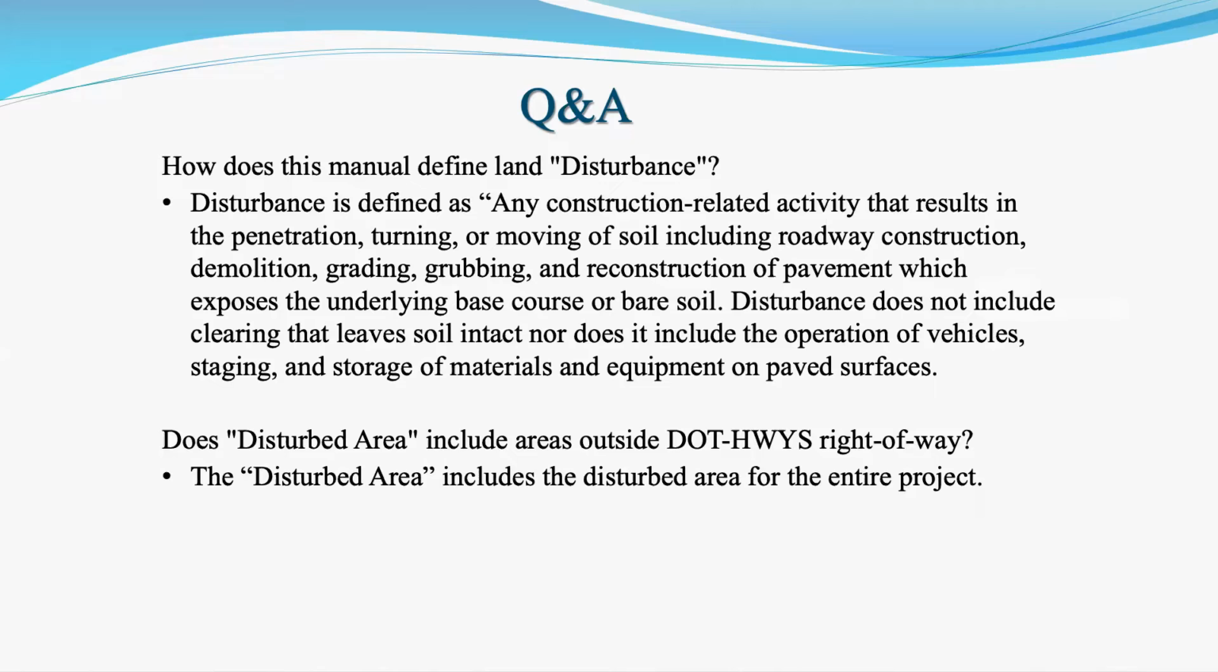So even if there's only a small portion that's in DOT right-of-way, or a quarter acre, so you're under an acre in DOT right-of-way disturbed area, if you take that disturbed area and add it to the disturbed area on the private site and the total is over 1 acre, you do trigger the post-construction BMP requirements. So you do have to take that entire area into consideration.